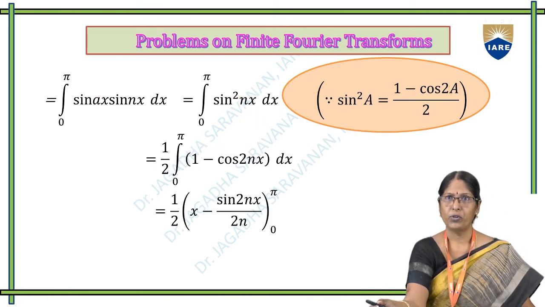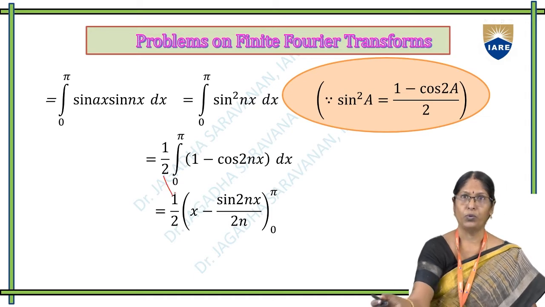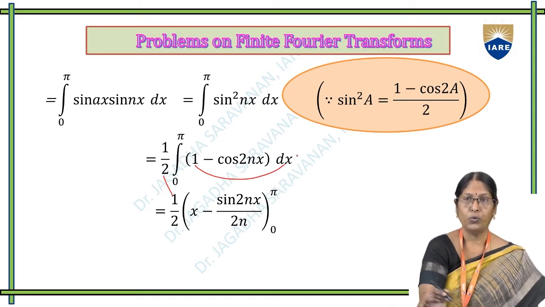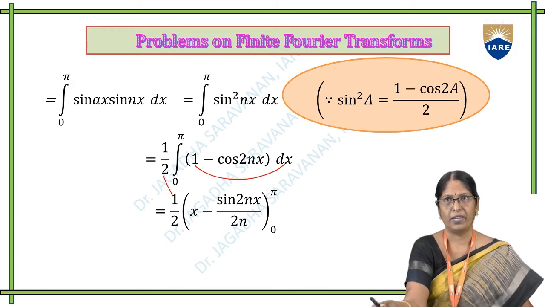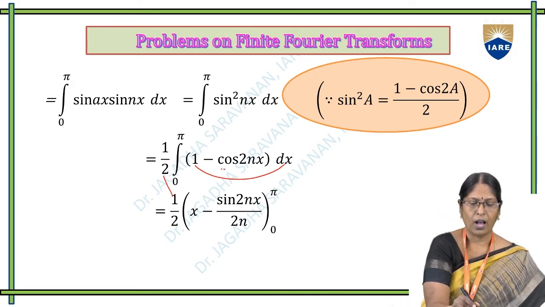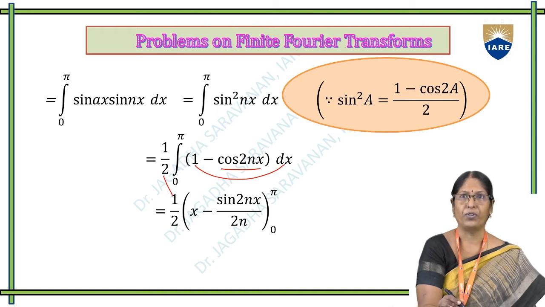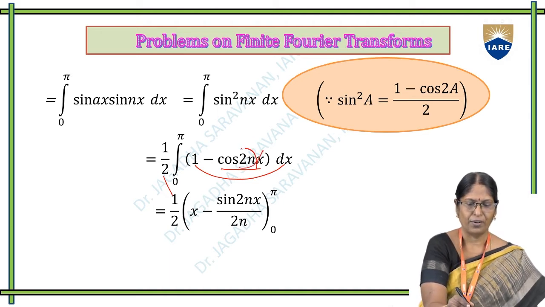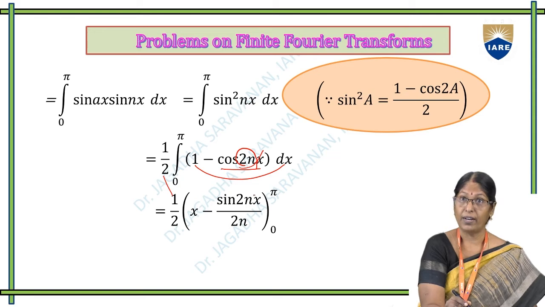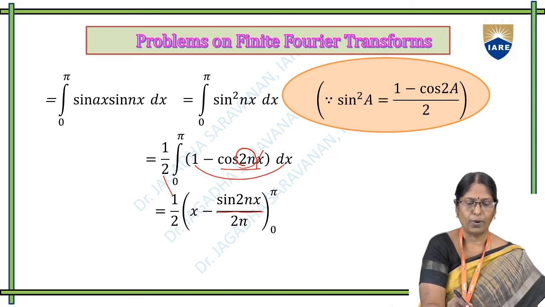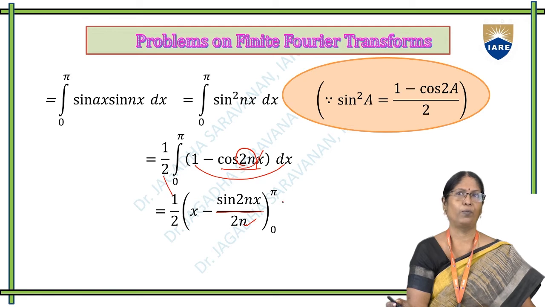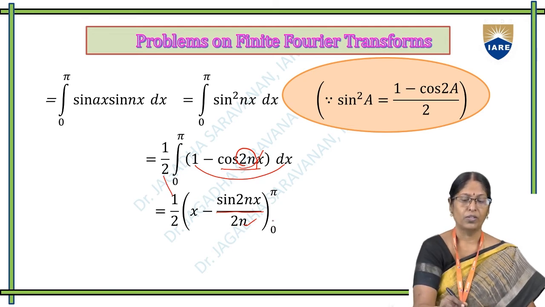So now we will do the integration, that is 1 by 2. Here 1 into dx is nothing but x, minus the integration of cos 2nx, which is sine 2nx divided by the x coefficient. We leave x, the remaining is 2n. Since it is integration we are doing, divided by 2n. Very simple way we can do the integration, 0 to pi.